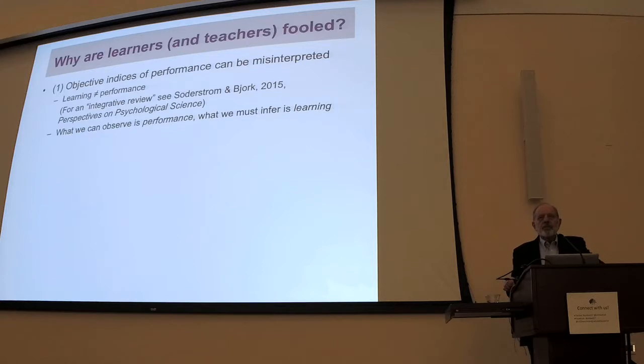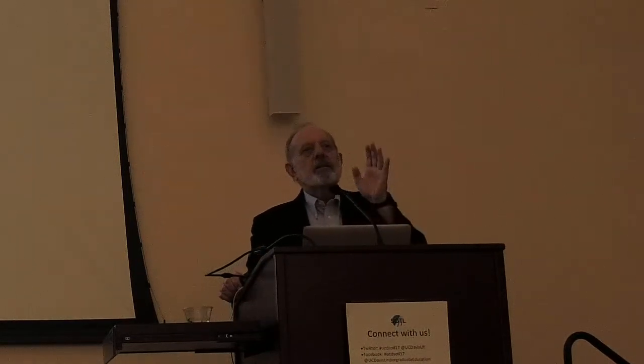Now, why are learners and teachers fooled? Well, one thing is, and we'll emphasize this several times, the fundamental distinction that learning and performance are different things. This distinction goes back to animal research in the 1930s. Basically, when we measure performance, it can be a product of local conditions, cue support, recency, a whole bunch of other things. It becomes a very unreliable and often misleading index of whether learning has happened, where we measure learning by retention at a delay or by transfer of that learning to where it's relevant. And basically what we can observe is performance, and what we're trying to infer is learning.